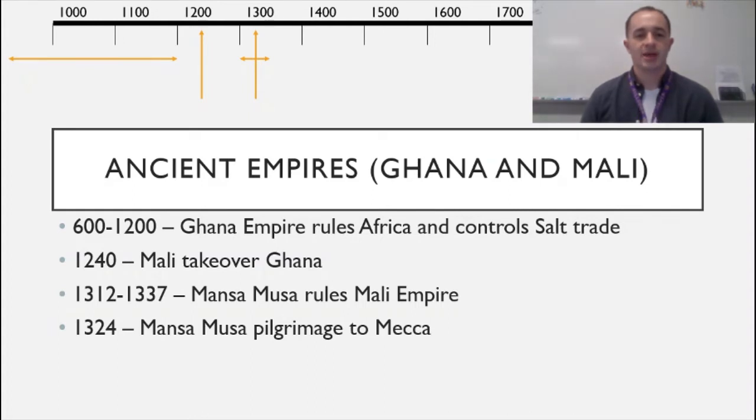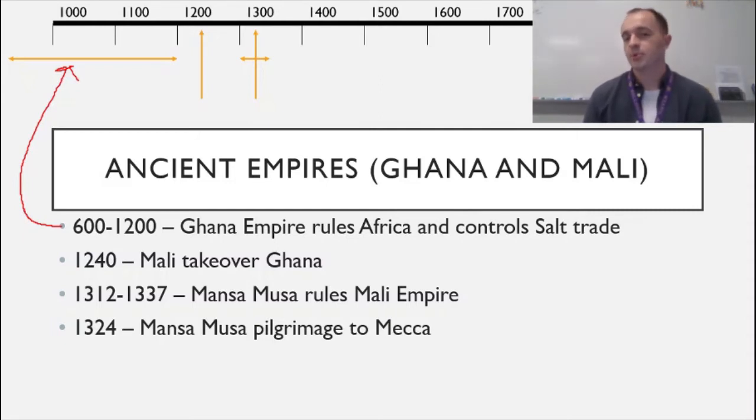We talked about the ancient empires in this area, so we're going to start with two, the Ghana Empire and the Mali Empire. The first thing we have on our timeline, as you can see at the top, is a timeline, and you'll see the arrows for whatever is happening on this slide. If we look at this slide, we can see 600 to 1200, Ghana Empire rules Africa and controls salt trade. That first yellow line goes way back past 1000 and all the way to 1200. So that represents Ghana's empire ruling Africa, controlling the salt trade.